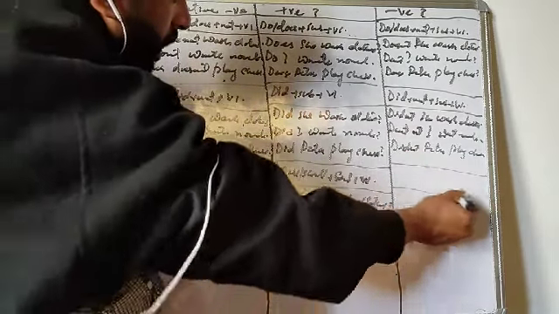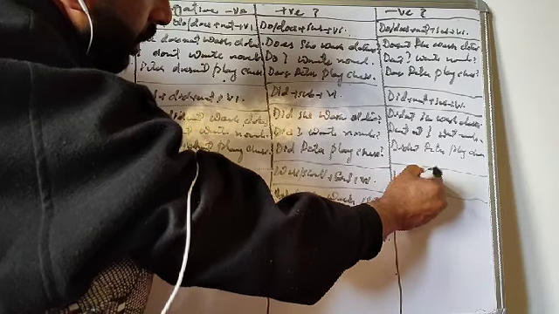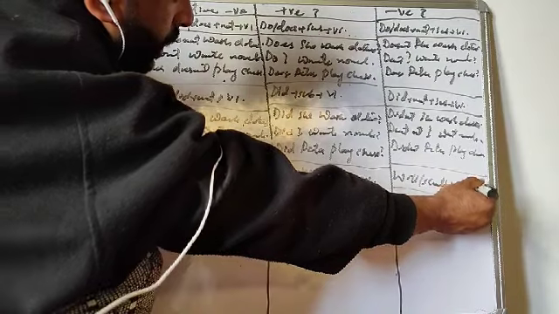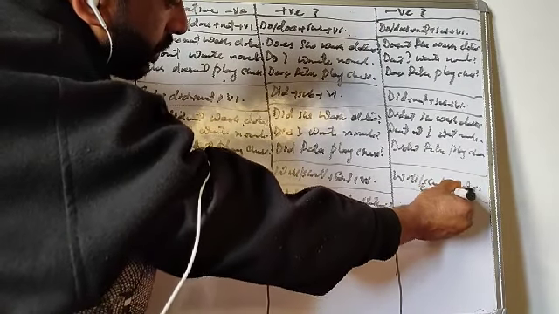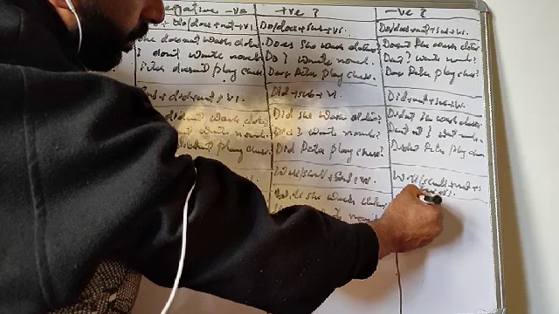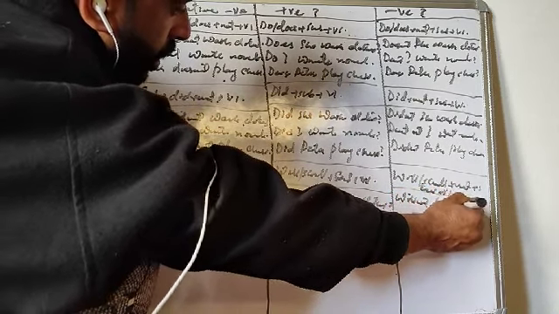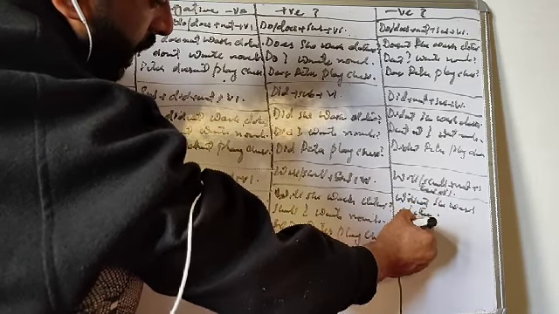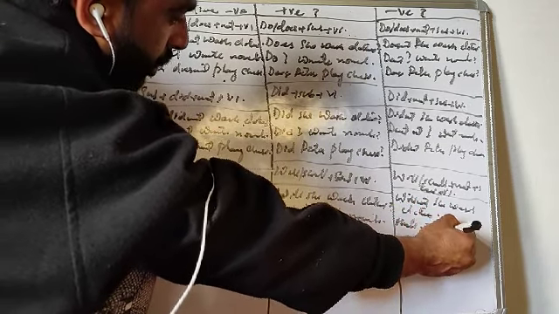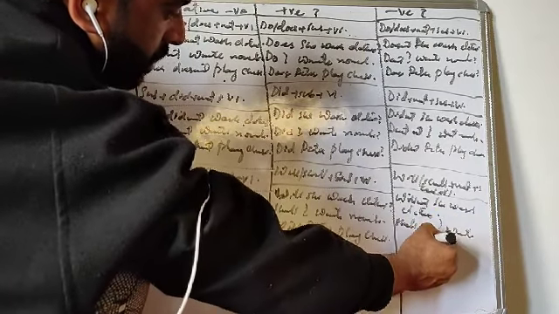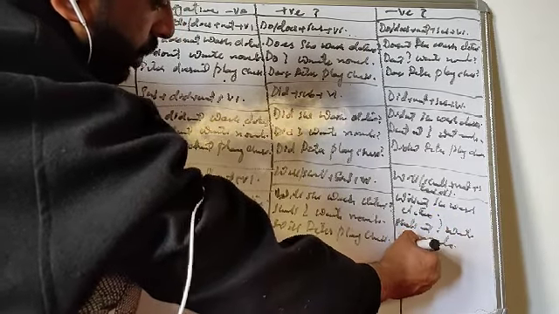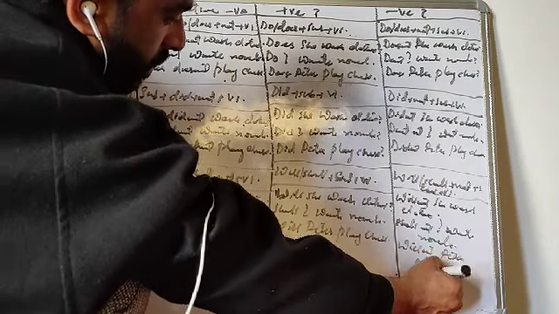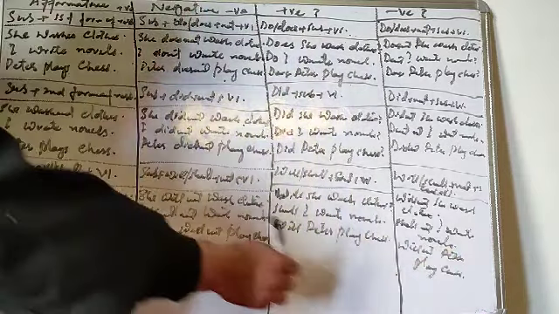Okay, last one. This is will, shall plus not plus subject plus V1. It would be won't she wash clothes? Shan't I write novels? Will not Peter play chess?